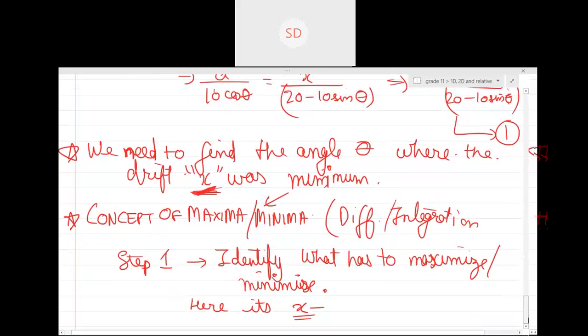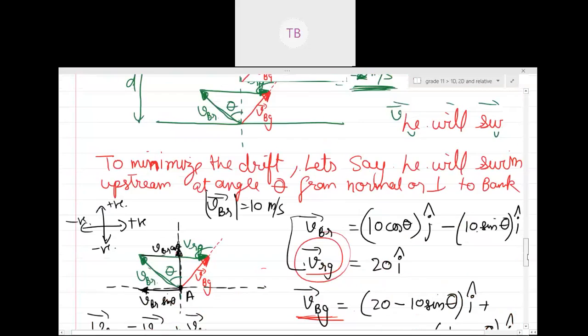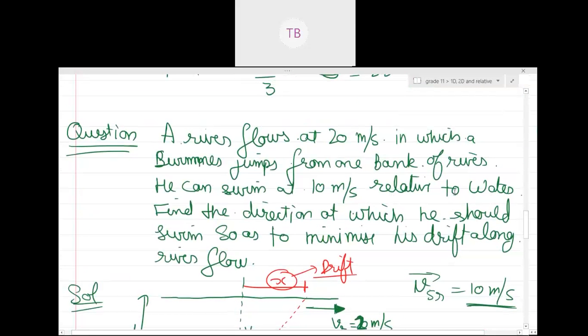मैं नहीं दूं क्या वाला क्वेश्चन? Drift x तो एक ही होना चाहिए ना. इसमें मैक्सिमम मिनिमम कैसे? बेटा यही तो क्वेश्चन है. क्वेश्चन क्या था? पढ़ एक बार. Relative to water, find the direction at which he should swim so as to minimize his drift along the river flow.